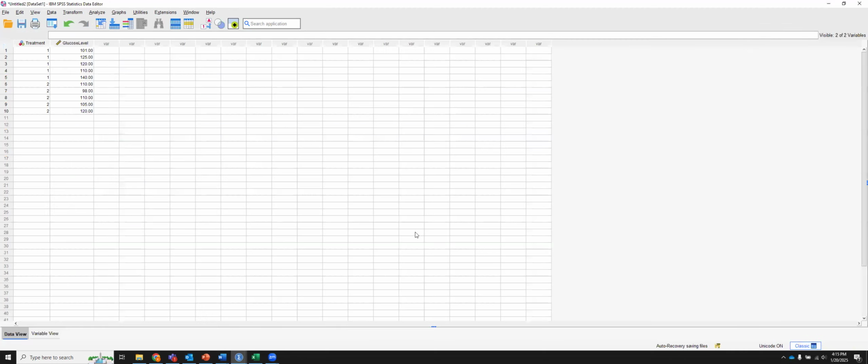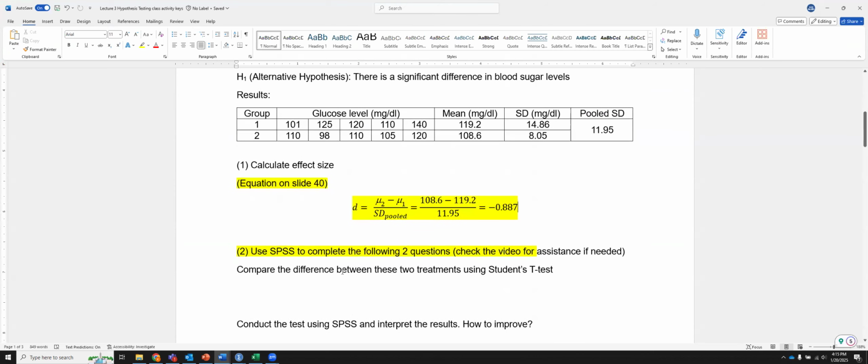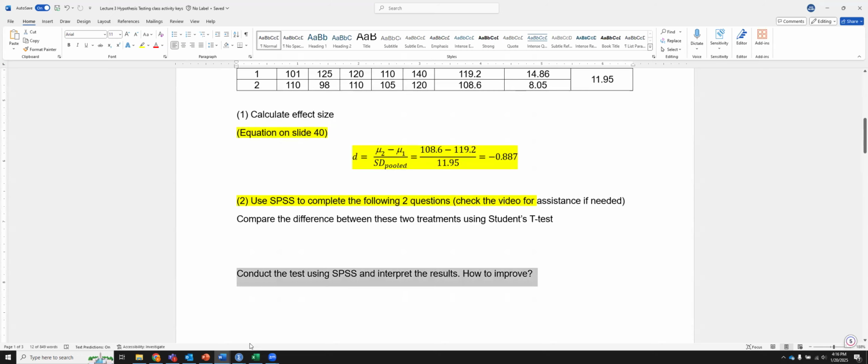Now let's see the next one. Because we know that the p-value is greater than 0.05, that means there's no statistical significance. But of course, we know that metformin has been used for such a long time, and it definitely can reduce glucose level. So even though we got a p-value greater than 0.05, it does not necessarily mean there's no difference. Probably it's only because we don't have enough sample size, so we can do a further study.